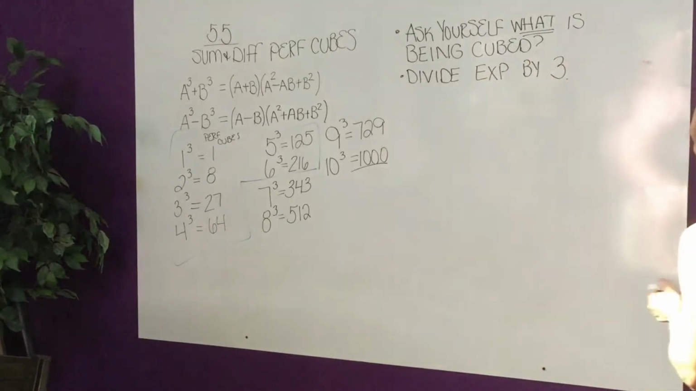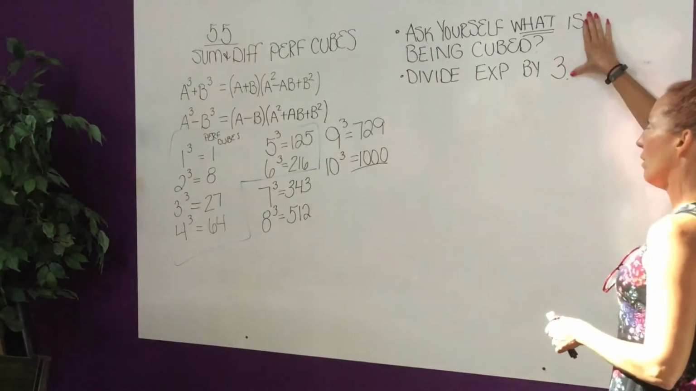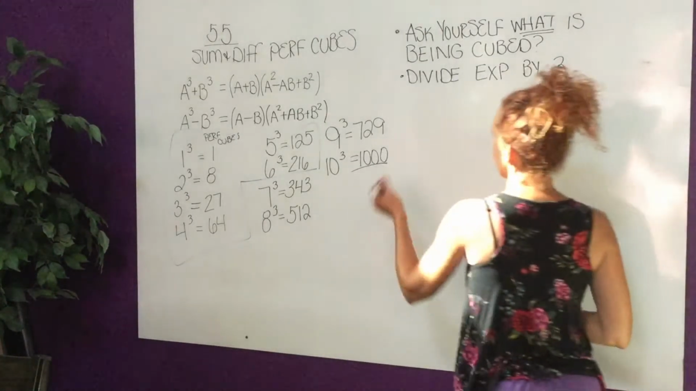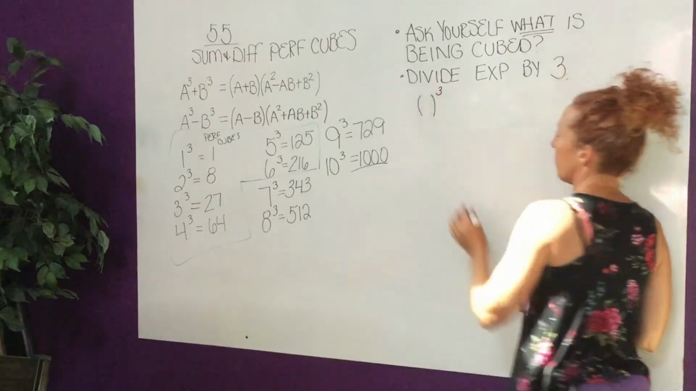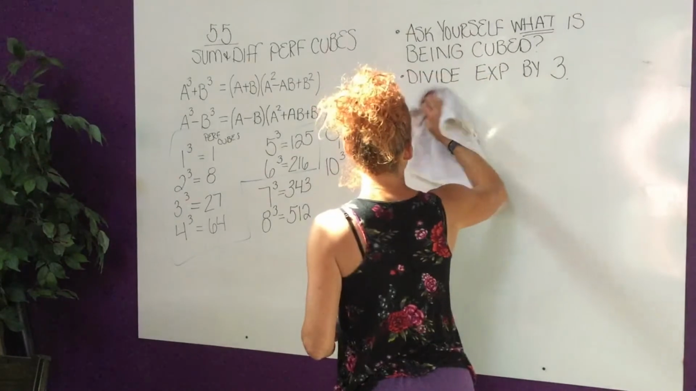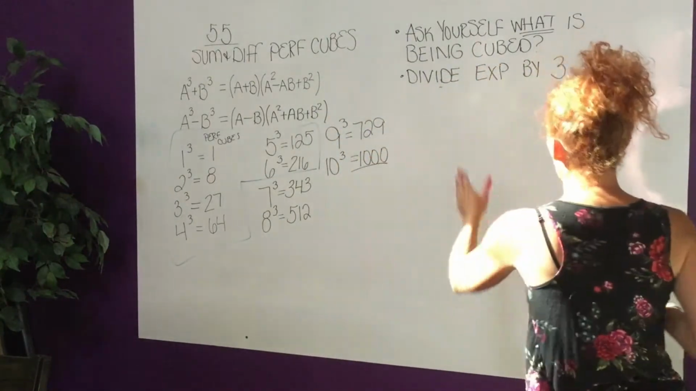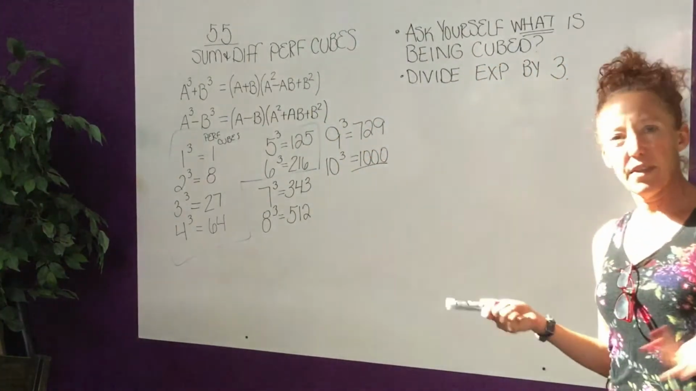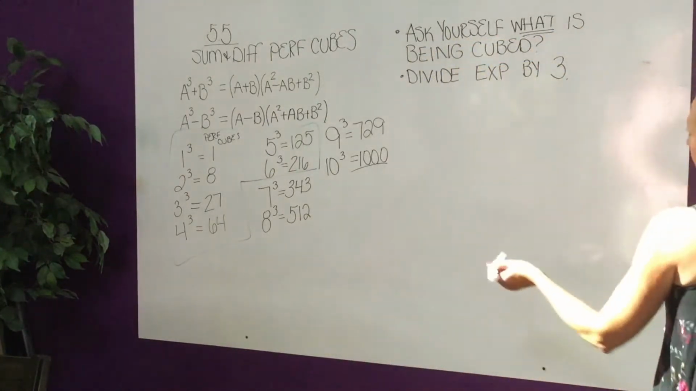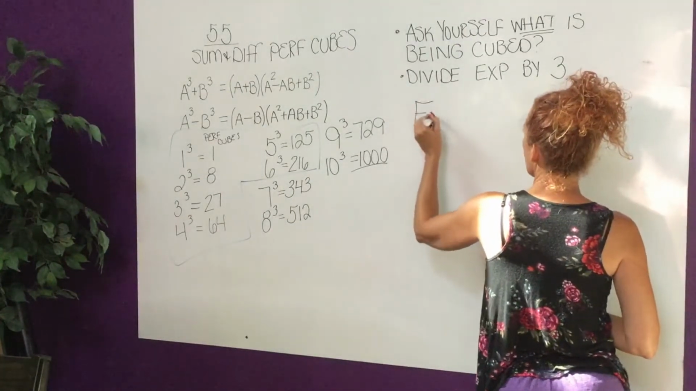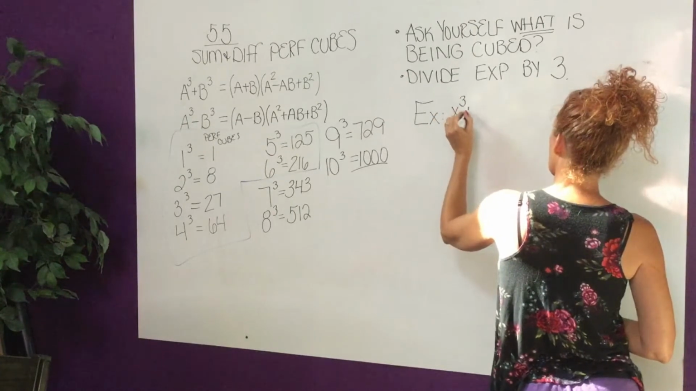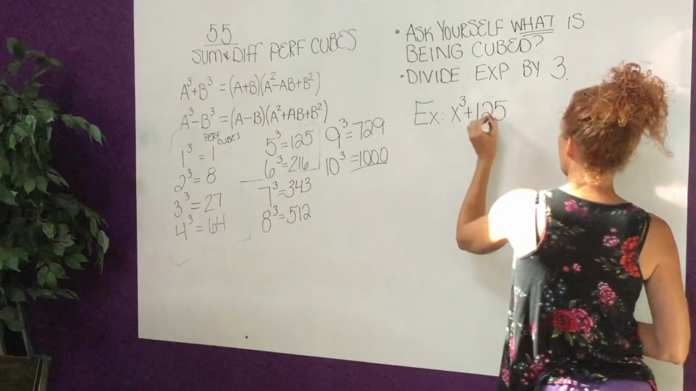All right. So 2 questions. We're going to figure out what's being cubed. We're going to divide our exponents by 3 because it's going to be something to the 3rd power. That's what makes it a perfect cube. And then we're just going to plug it into our formula. So here we go. There's not a lot of different things that happen here. Other than a GCF and changing up the exponent, they're all more or less the same. So we have x to the 3rd plus 125.